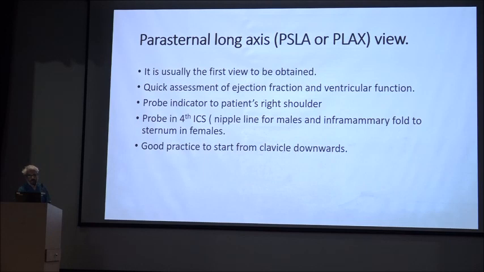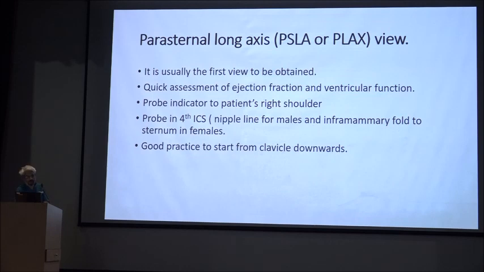It is usually the first view to obtain, the parasternal long axis view. It is used for the quick assessment of the ejection fraction and the ventricular function. The probe indicator, as I mentioned, is to the patient's right shoulder, and the probe is in the 4th intercostal space in males and in the inframammary fold next to the sternum in females.